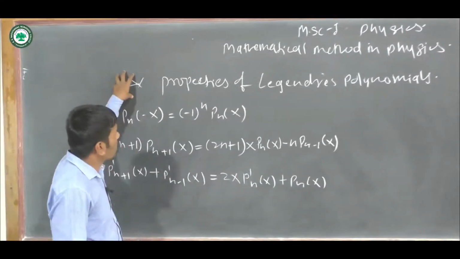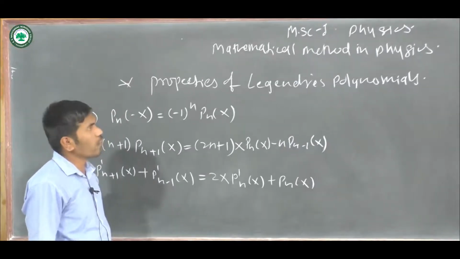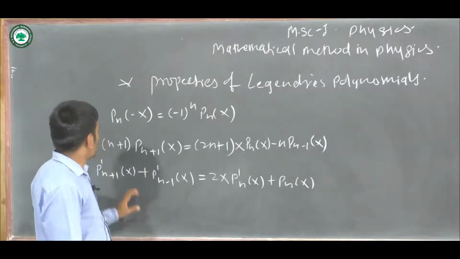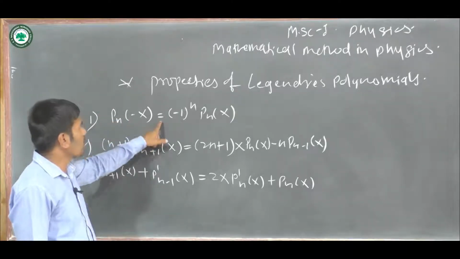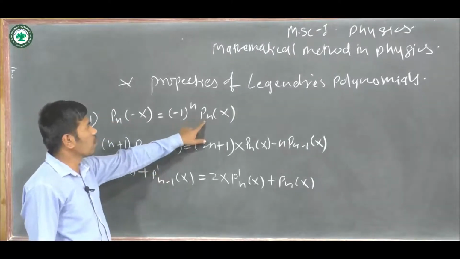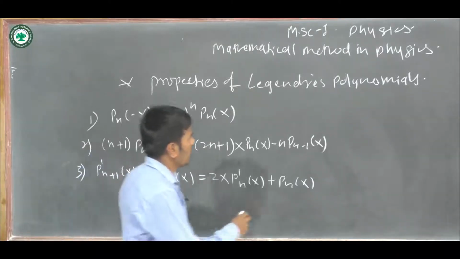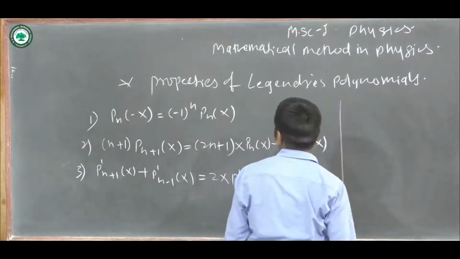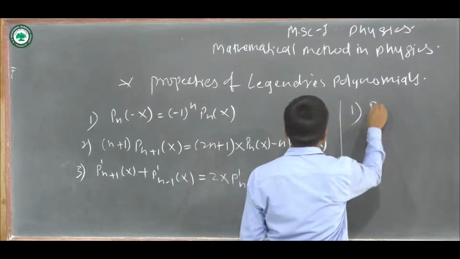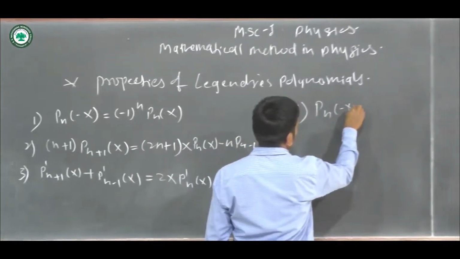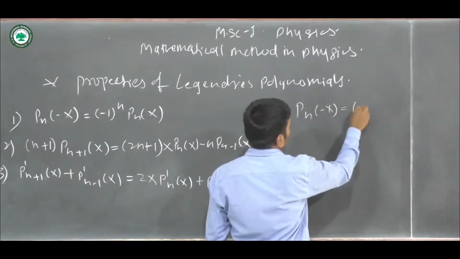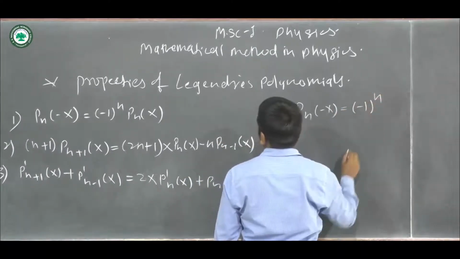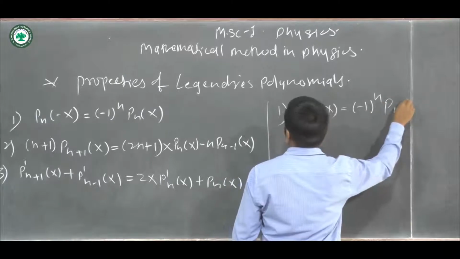Okay, so today we are going to discuss properties of Legendre polynomials. So the first property is Pn of minus x is equal to minus 1 power n into Pn of x. Okay, so this property we are going to prove. First one, that is Pn of minus x is equal to minus 1 power n into Pn of x.